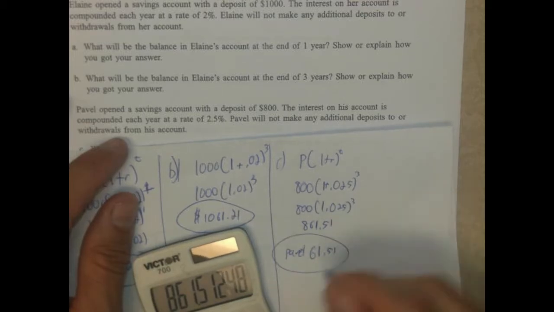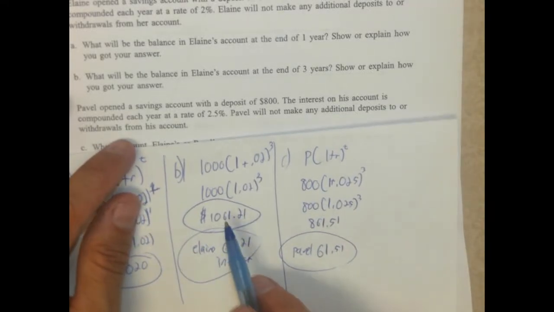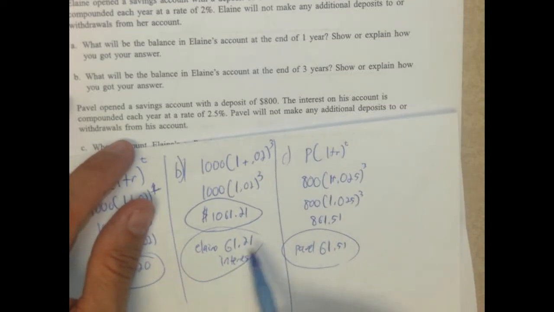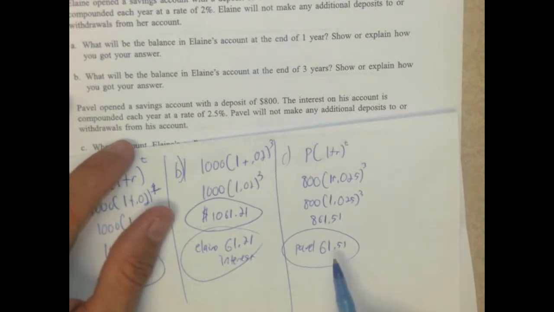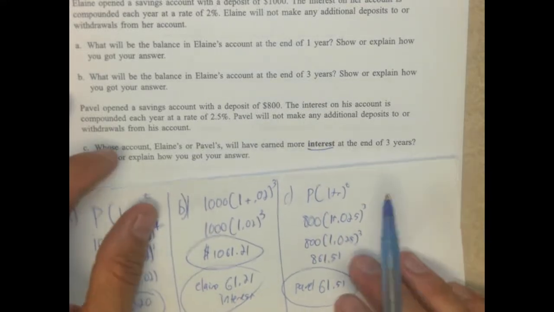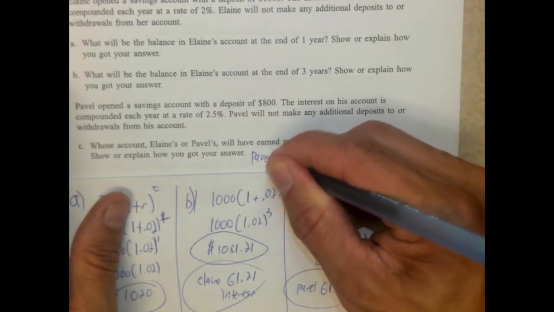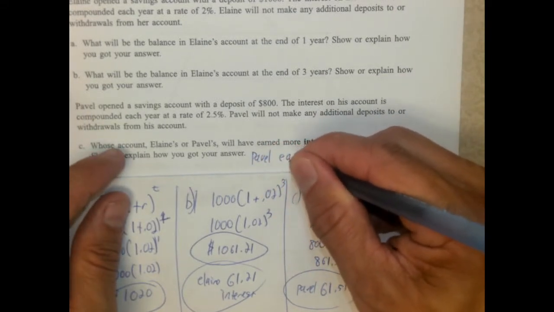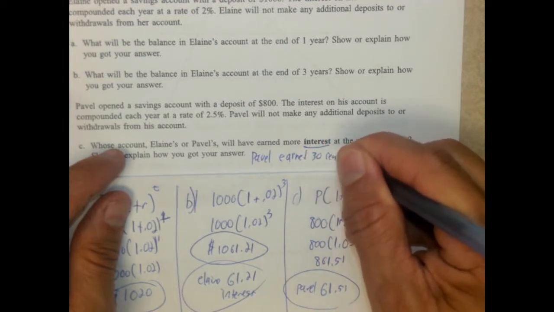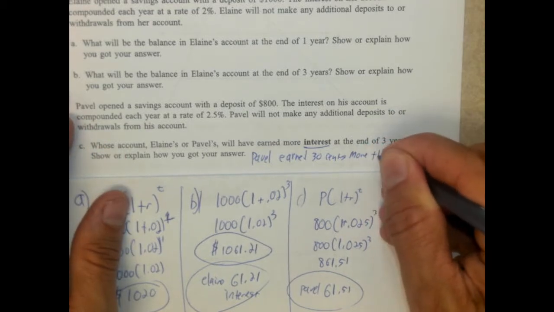All right, this is where people screw this one up, I think, because they look at this and they say, okay, her number is higher, therefore she earned more money, but she really didn't. He actually has 30 cents more that he earned because they're asking specifically for the interest, so it's the difference between the principal and the new amount. So Pavel actually earned more. So Pavel earned more there. 30 cents more. I mean, it's not a whole lot more. More than Elaine.